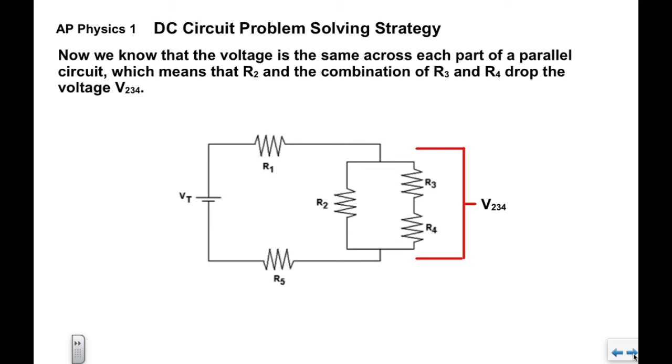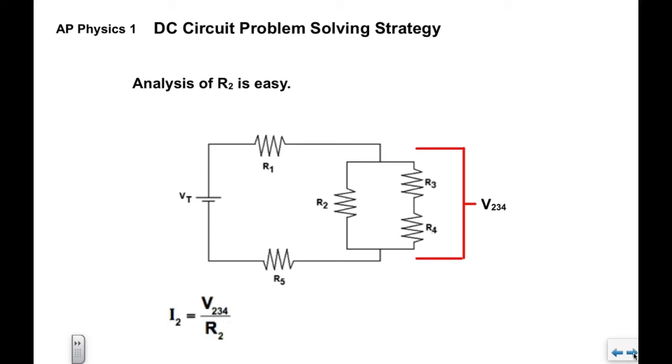Now we know that the voltage is the same across each branch of a parallel circuit, which means that R2 gets V2,3,4, and then the combination of 3 and 4 get the voltage drop 2,3,4 also. So first we'll do R2. We'll find its current. We know its voltage is V2,3,4. We divide by R2 and we get the current through R2.